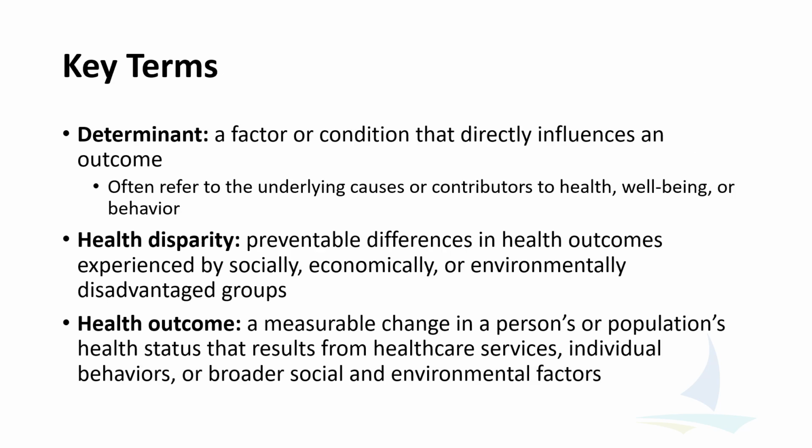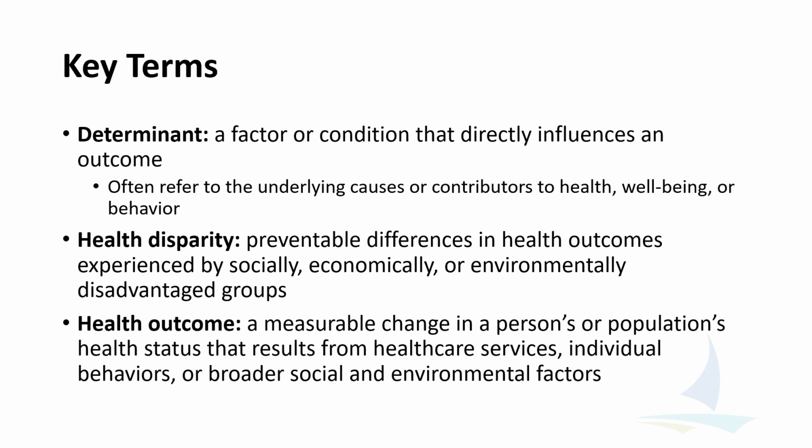Here are some key terms that will guide our understanding. Determinant: a factor that directly influences health outcomes. Some examples are access to healthcare, income level, educational opportunities, and neighborhood safety. Health disparities are preventable differences in health experienced by disadvantaged groups. Some examples are higher rates of chronic diseases in certain populations and premature death.